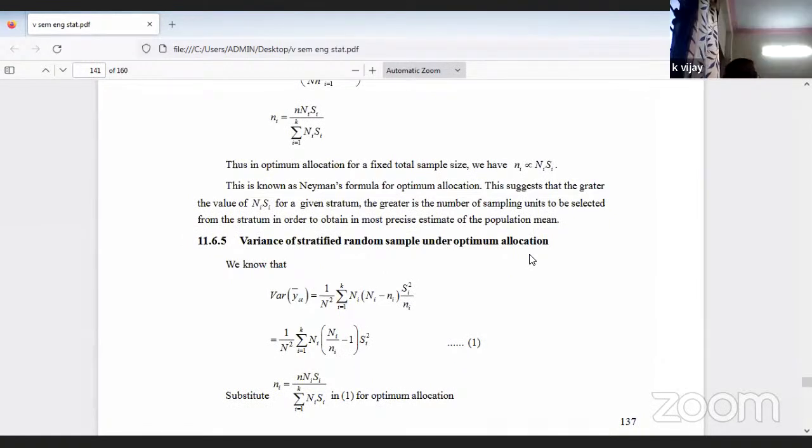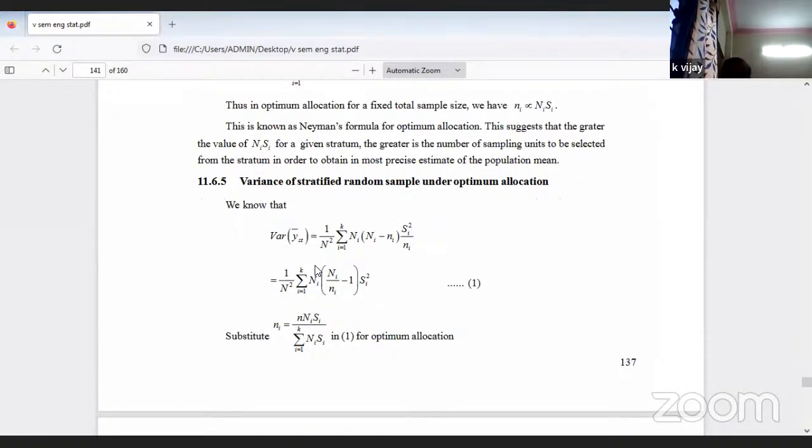Variance of stratified random sample under optimum allocation. Here we know that variance of y stratum is 1 by n square summation of i equal to 1 to k ni minus ni si square by ni. So 1 by n square summation of ni by ni minus 1 si square, you already know that formula. So therefore ni is equal to small n capital Ni si by summation of i equal to 1 to k Ni si for the optimum allocation.